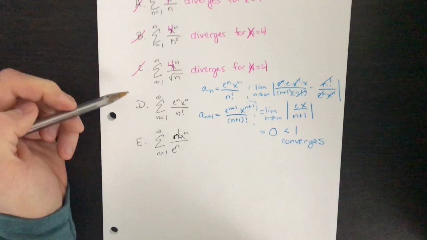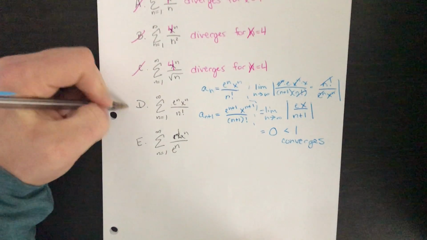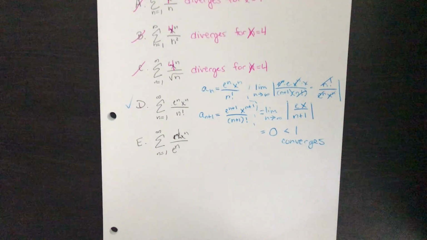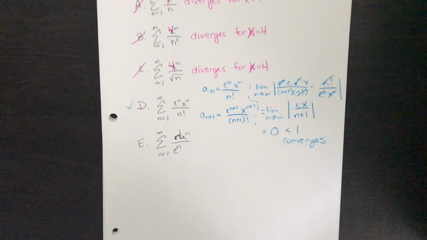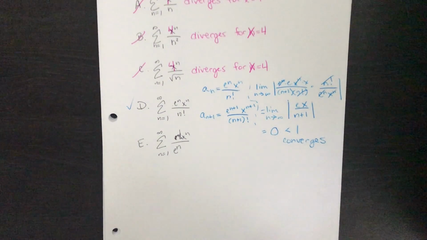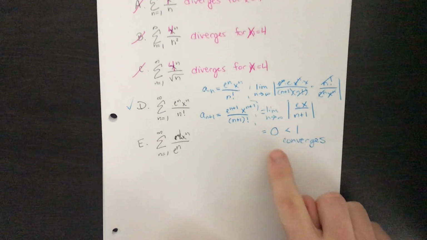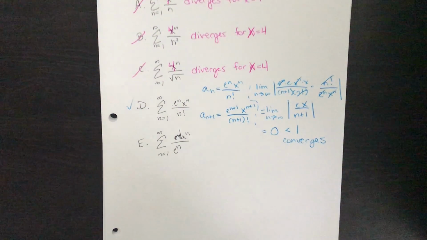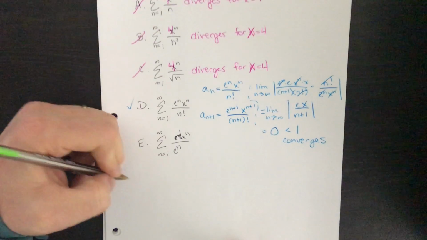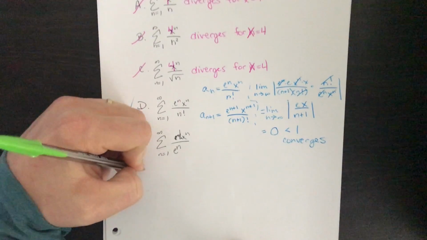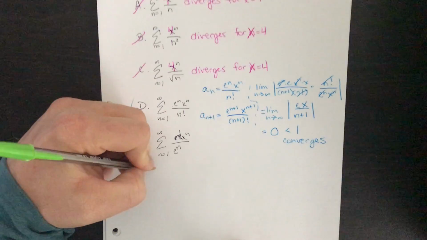So far, A, B, C are out. D is the only one that we've tested that converges, so we're going to hold on to that one as most likely being our answer. If you remember interval of convergence stuff, you'll remember that when the x stuff goes away and you end up with 0, that's telling you that it converges for all real numbers. E follows similarly.